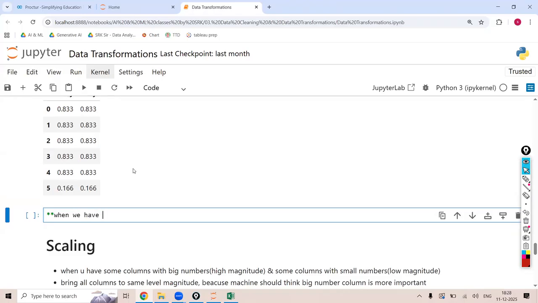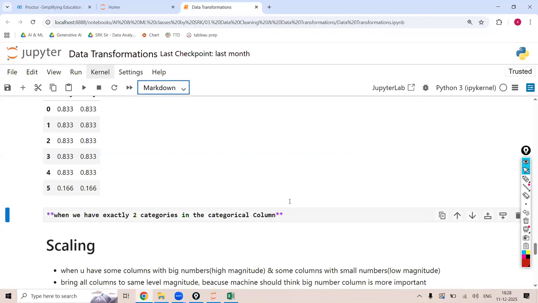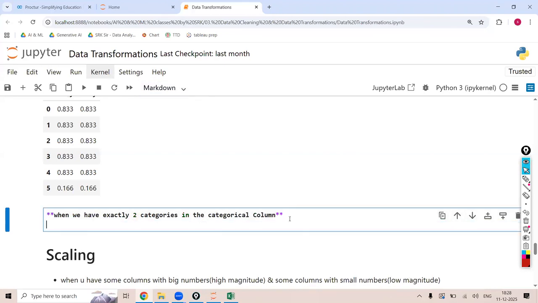When we have exactly two categories, exactly two only, not even more than that, exactly two categories in the categorical column. In the categorical column, we are having exactly two categories, only two. In that case, what happens?